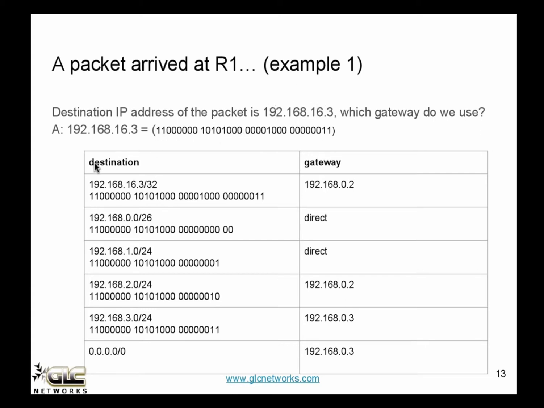192.168.16.3. Let's try the first entry here. Does it match or not? Okay, it matched. The binary here on top is similar to the first entry of the routing table. So this one is matched, so we'll pick the gateway 192.168.0.2. Okay, done.